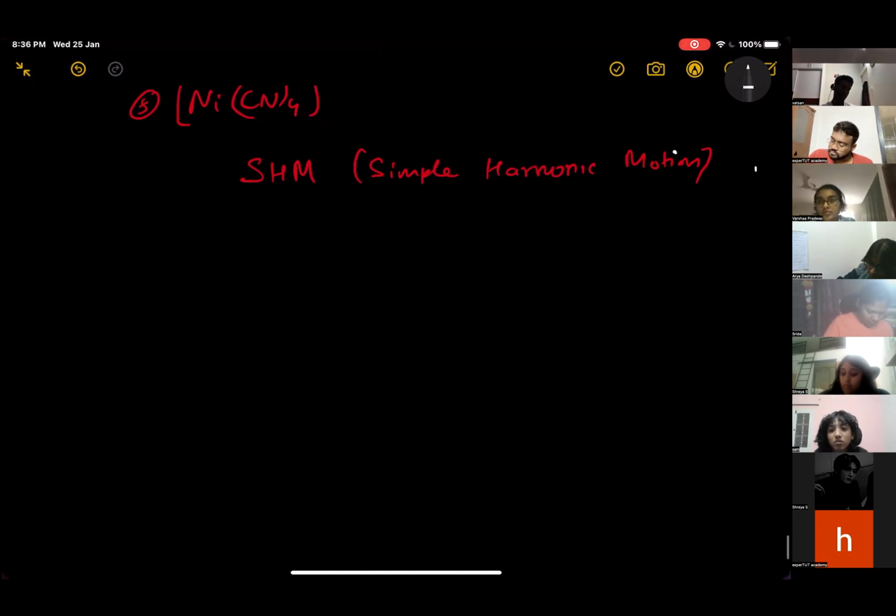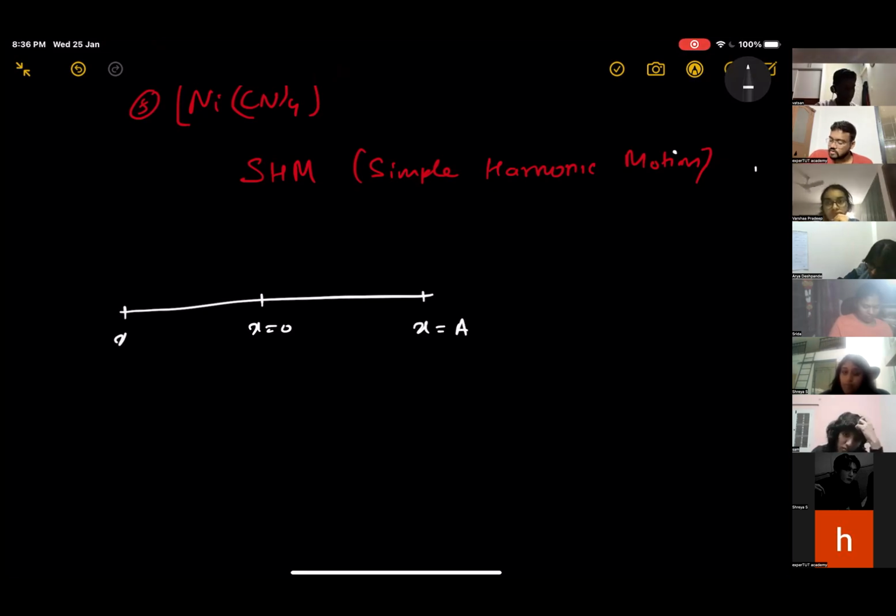So let's say there is a number line. This number line, and this is x equal to 0. And this is x equal to a and x equal to minus a. A is a number, so it could be 10. So the right side point is x equal to plus 10, and the left side point is x equal to minus 10.